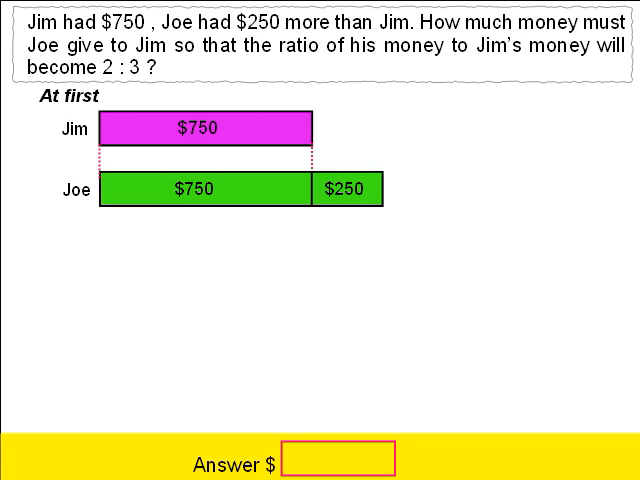And the total they had is $1,750. Alright. Now, at the end, we want the ratios to be 2:3.